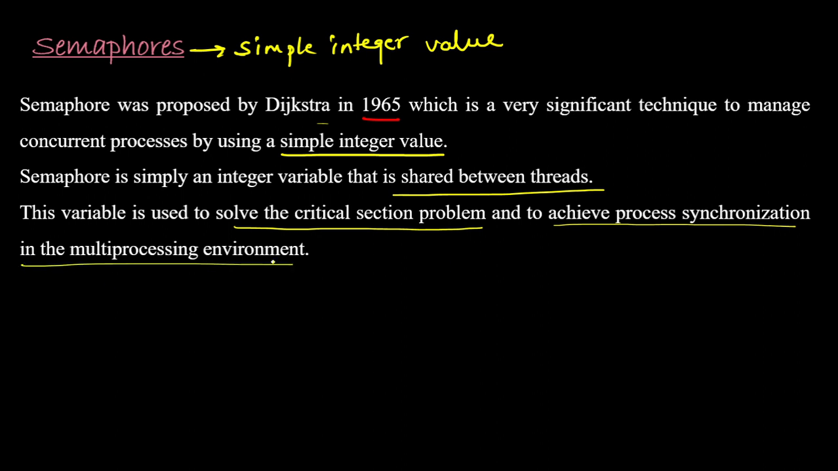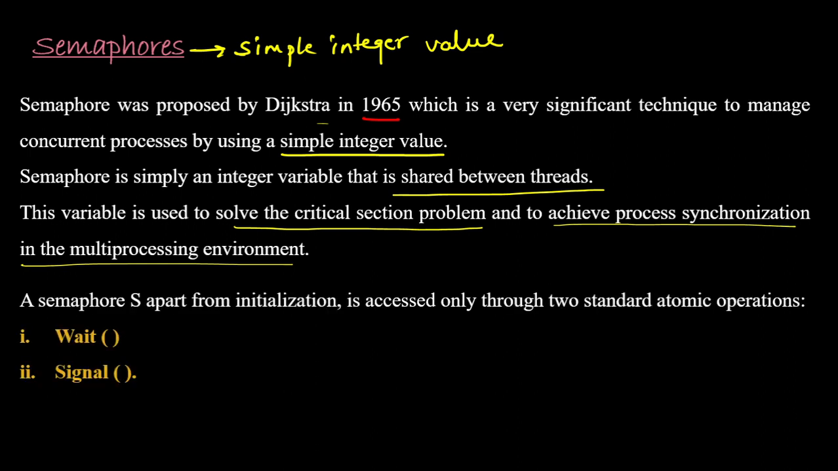सेमाफोर से बहुत क्वेश्चन आते हैं, ठीक है, and बहुत सारे स्टूडेंट्स को प्रॉब्लम होती है semaphores में ही. So I make sure that we are able to cover this in a good way and in more, what you can say, explainable way. Okay, so a semaphore S, apart from initialization, is accessed only through two standard atomic operations. So very well known to us that there are two operations. First is your wait and the second one is your signal.